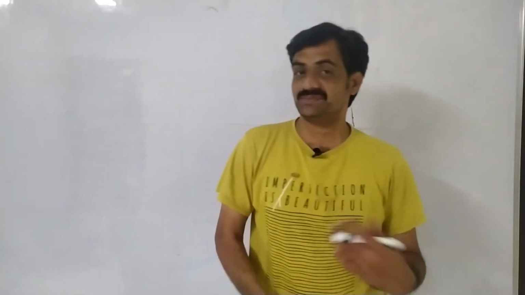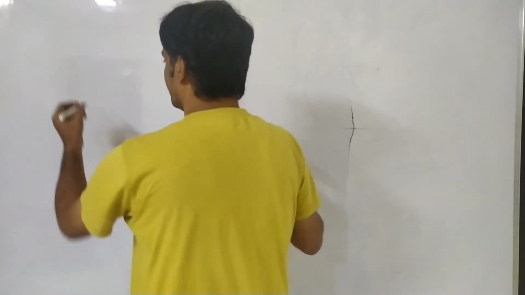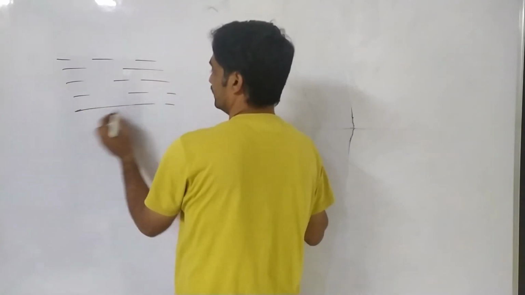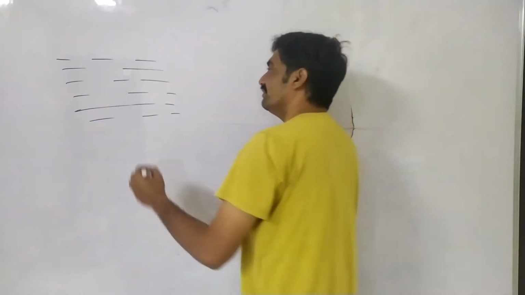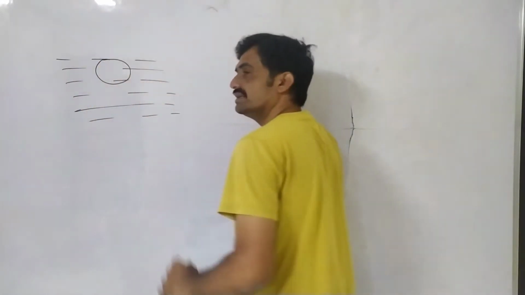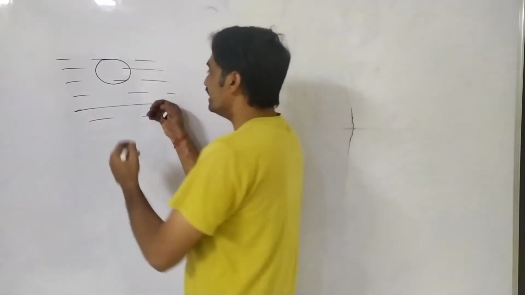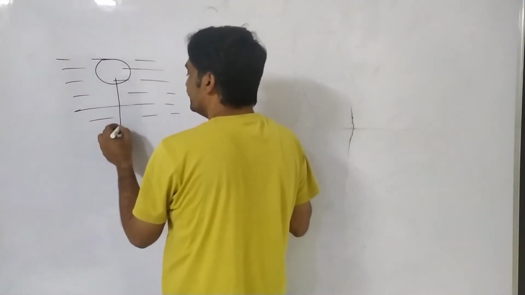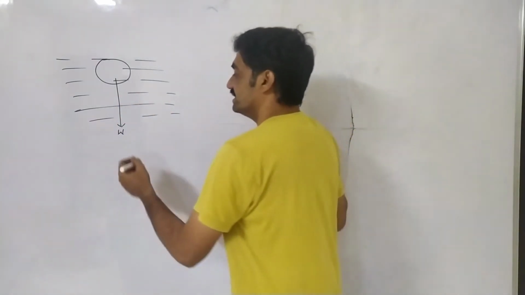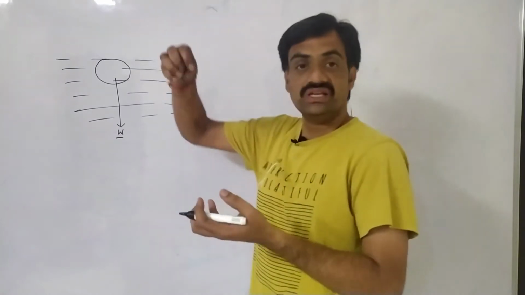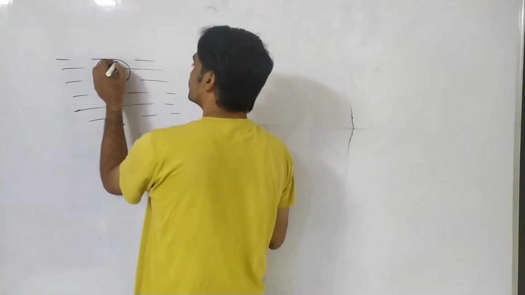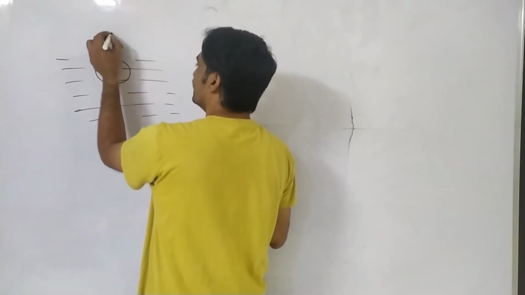Now we are going to derive the expression for terminal velocity. So here, when a body is passing through the fluid, initially when we consider the body on the surface of the fluid like this, the body experiences the weight in the downward direction, and it is represented as W. As the body enters the fluid, the viscous force acts on the body in the upward direction.